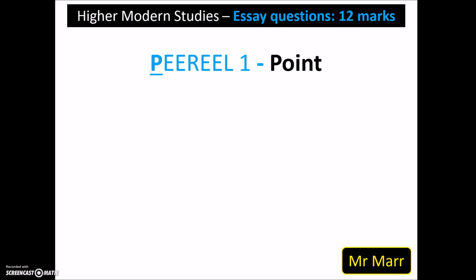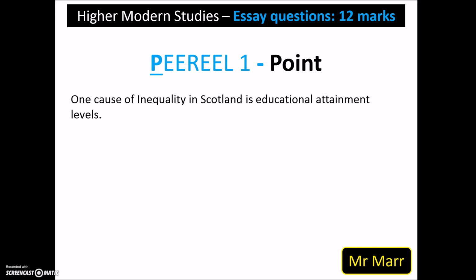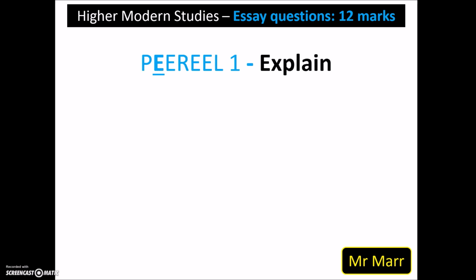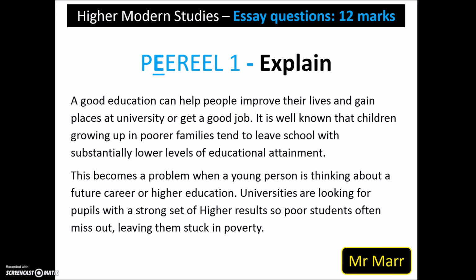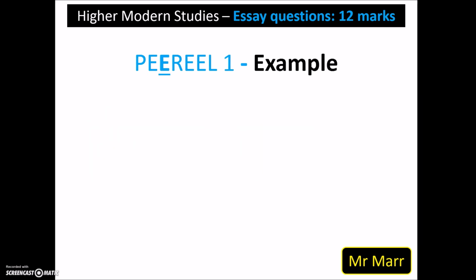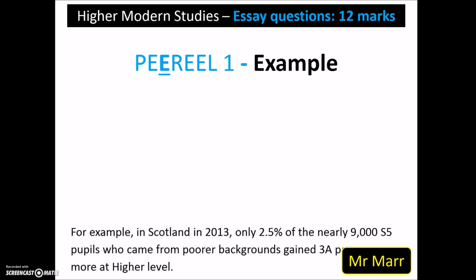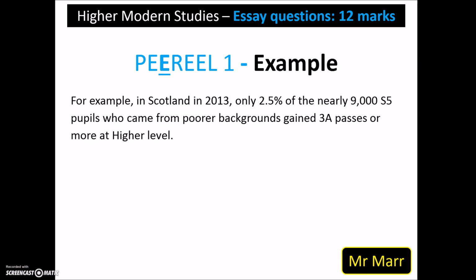Then we go on to look at our point, the first of our PREO paragraphs. We give a point which is relevant to the question. We then go on to explain it. We begin by identifying what this actually means, and we explain why this specifically links to the question. We then go on and give an example. We try and support the point that we've made using a statistic or some other relevant point.